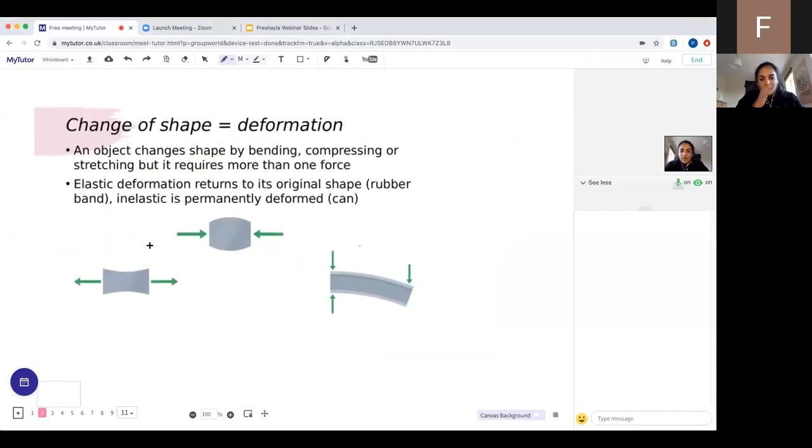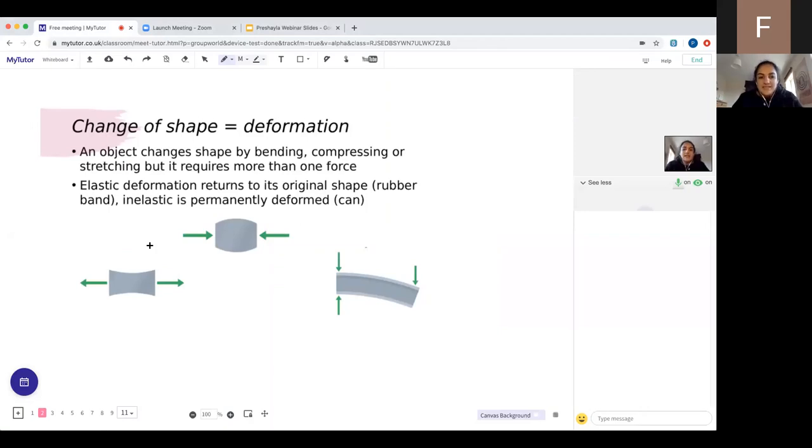So first of all, we looked at forces and elasticity, and we looked at change of shape and how an object can change shape. It can either bend, which is this one over here, compress, which is squishing together, or stretch, which is this one here. But to do so, it requires more than one force. So we can't compress an object just by pushing it on one side. It needs to have 2 forces.